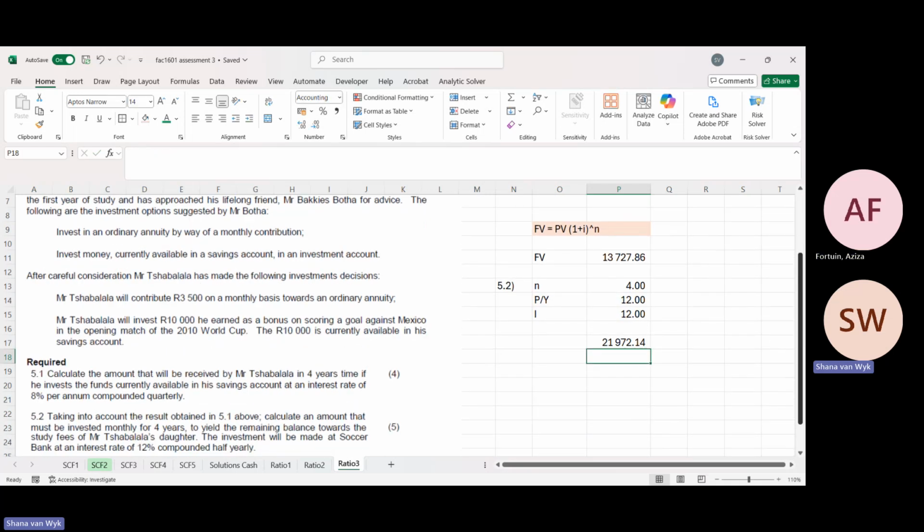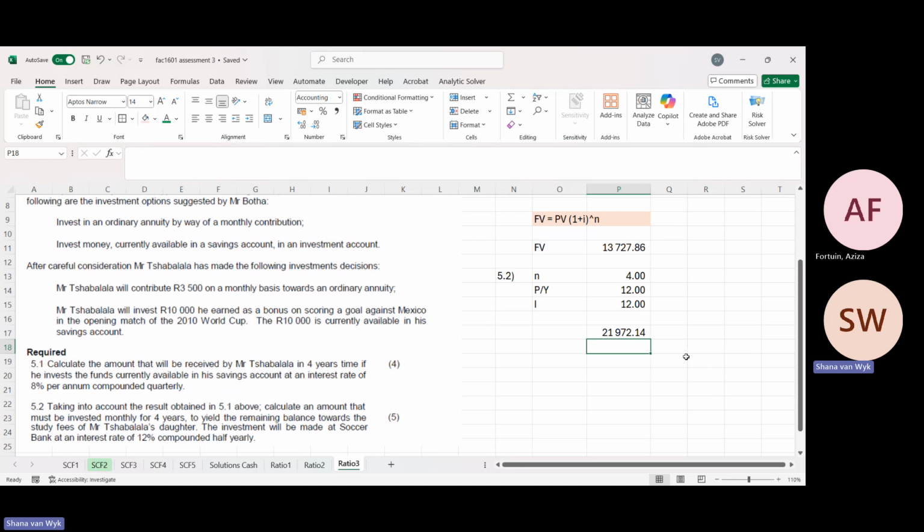What was the ask? Calculate the amount he must invest monthly. So then the amount to invest is the PV. How much should he invest? No, wait. I want to know what the investment is that will be made after the interest. So that is the 21,000, which is the investment. For 5 marks.